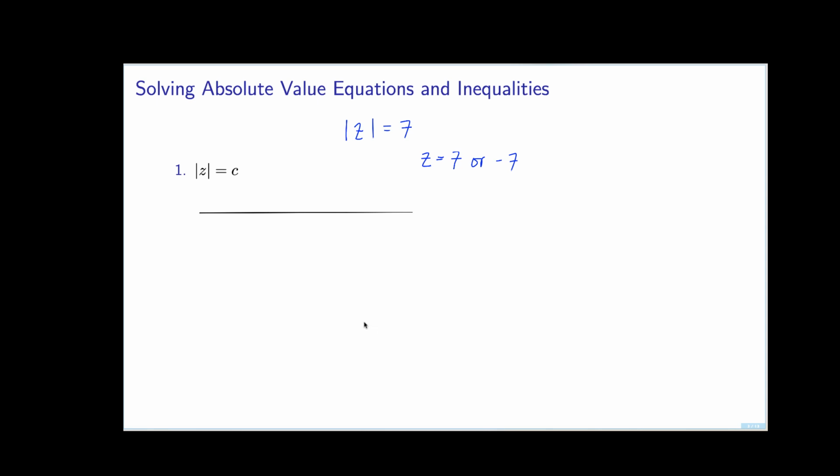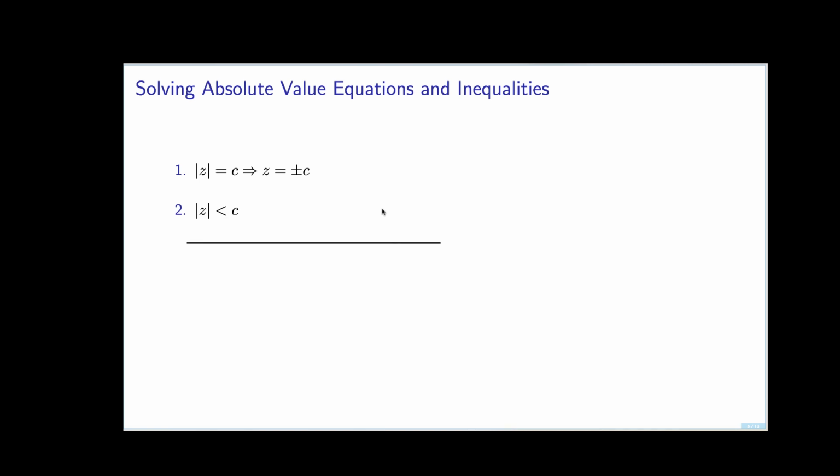You can think of absolute value as measuring the distance on the number line of a number to 0. So if I want the absolute value of z to be equal to c, that means I can be either out at plus c or at minus c. These are the two values of z for which the absolute value of z is equal to c. Or to summarize, absolute value of z equals c tells us that z is plus or minus c.